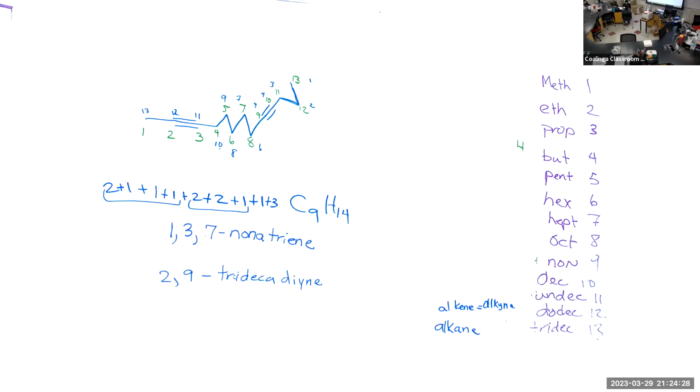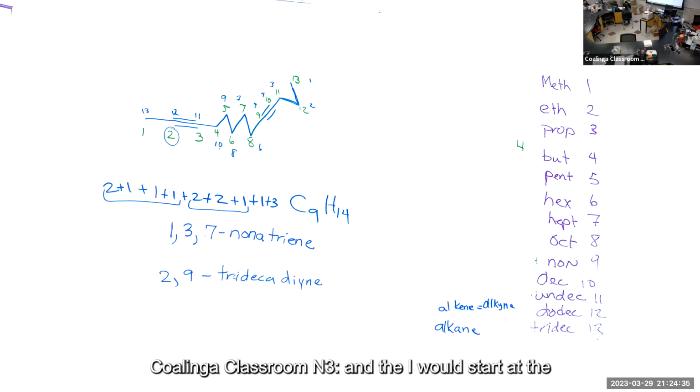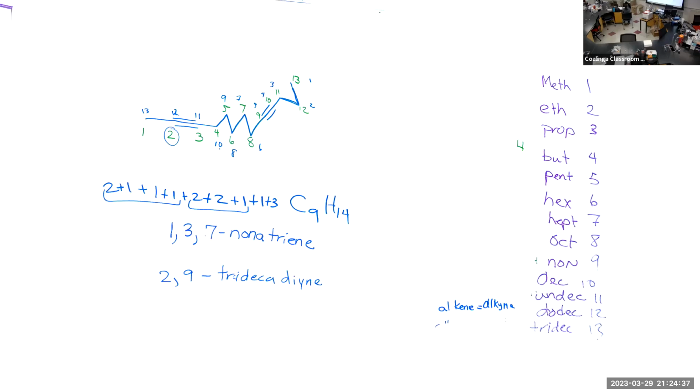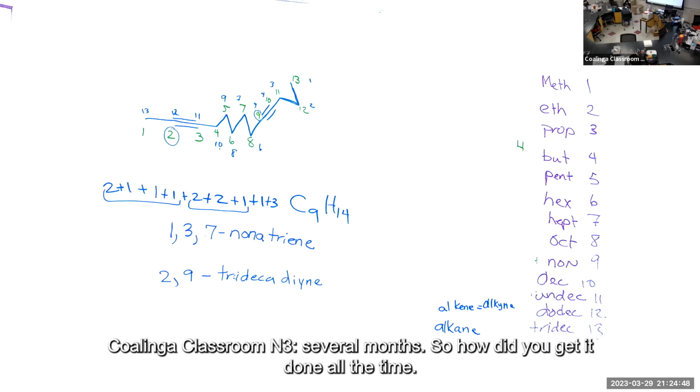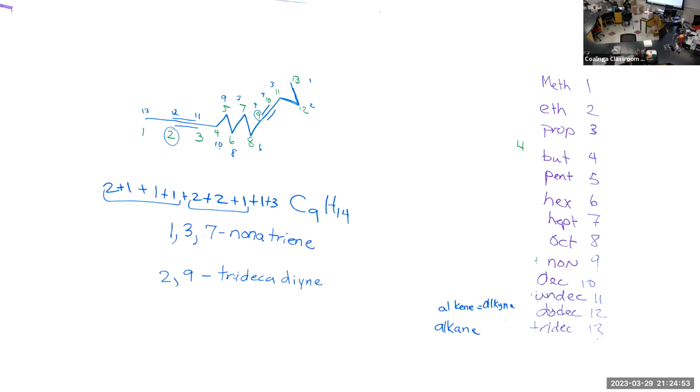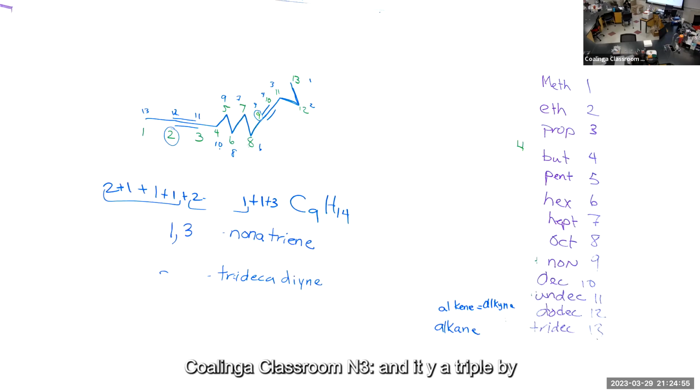What does the triple bond say? At the 2, right? And the other one starts at the 9. So hold on, how did you get it? The two triple bonds, di, right? And then Y-N-E, triple bond.